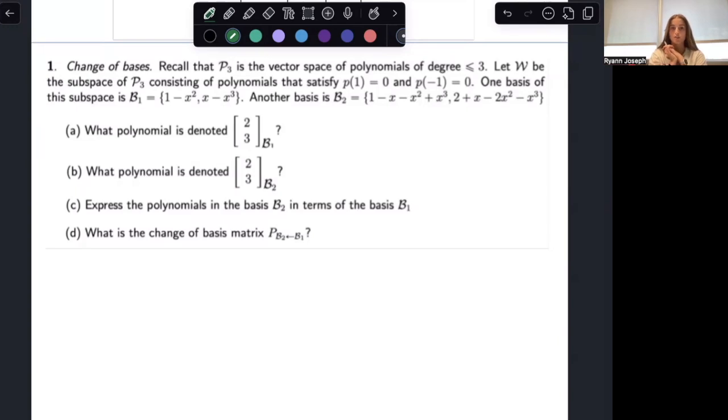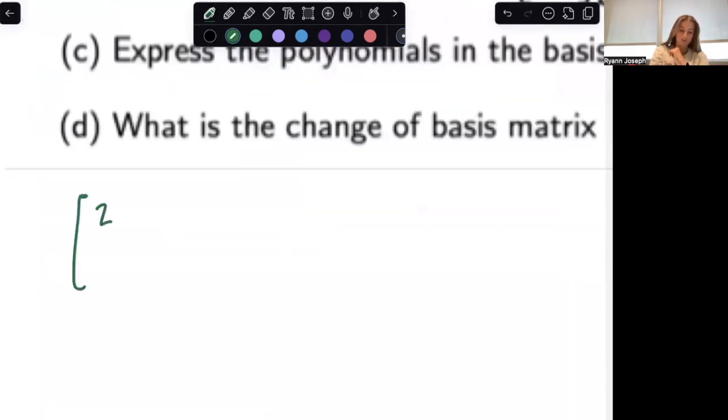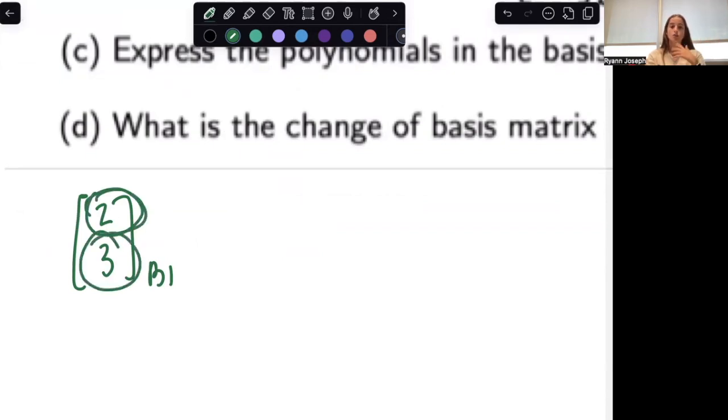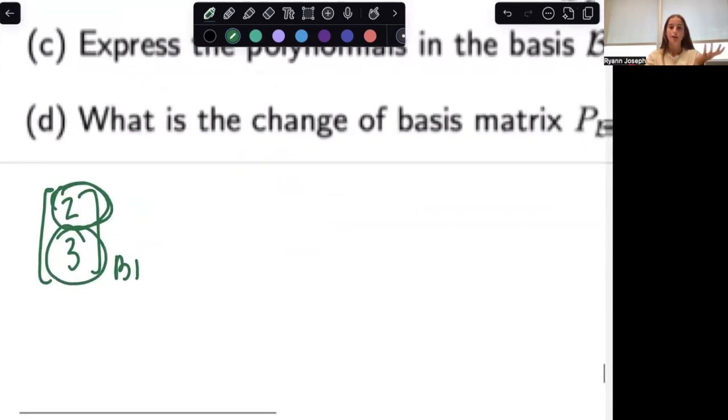What is the polynomial denoted [2, 3] with respect to B1? We have this that we can write as the coordinate vector, because it tells us what we use with our coordinates, essentially. So it's just asking what is the polynomial that can be written as [2, 3] with respect to B1.